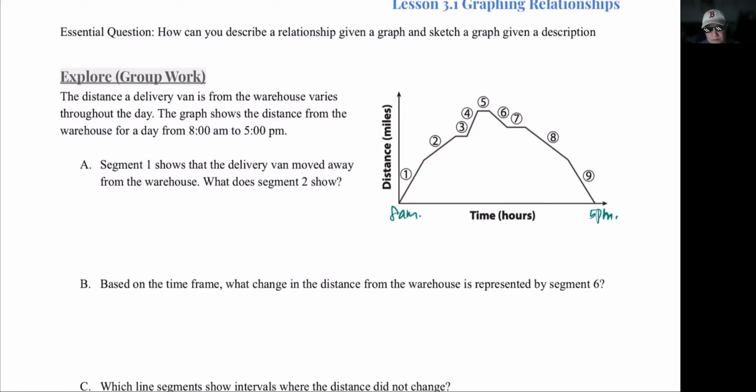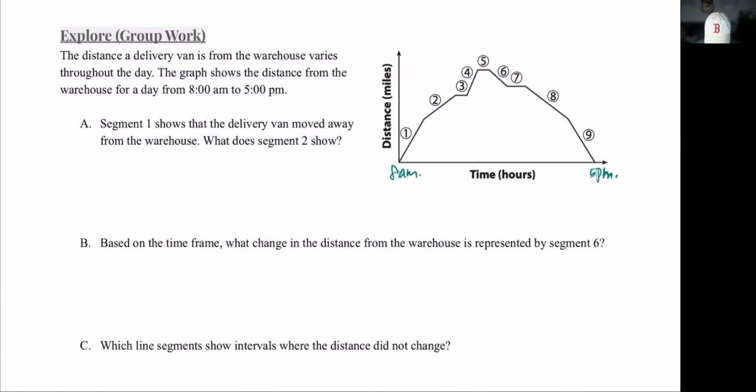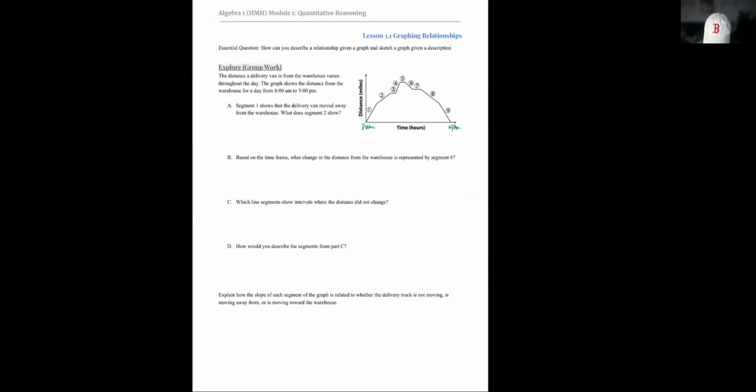All right. Based on time frame, what change in the distance from the warehouse is represented by 6? Yeah, because the slope is negative, it's coming back, right? All right, guys, see if you could answer the rest of the question.